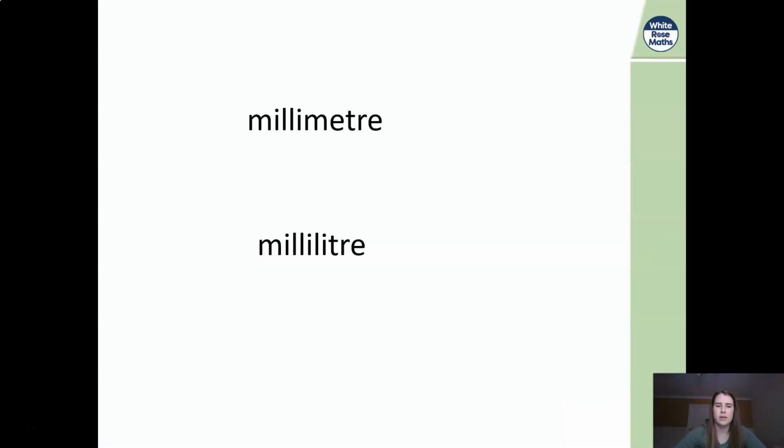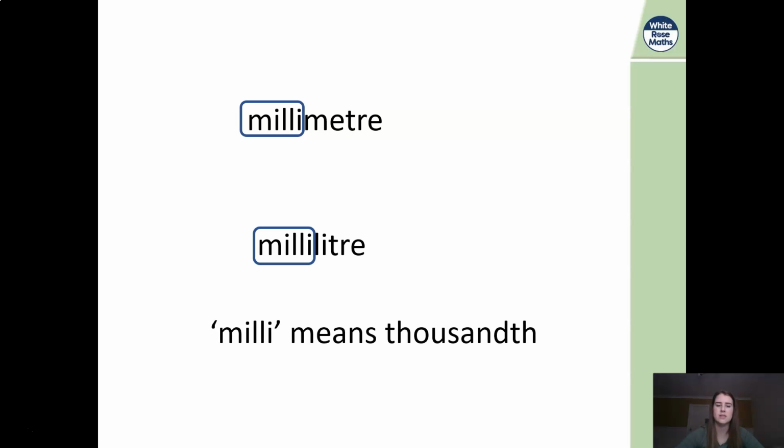So, first of all, let's look at the vocab. So we've got millimeter and milliliter. Does anyone know what milli actually means? Good, it means thousandths. Okay, so milli means thousandths. If you think of a fraction, you're taking a milliliter or a millimeter as a fraction of the full amount. Okay, so 1,000th of the amount. Okay, so we'd have millimeters, which is mm, and milliliters, which is ml.